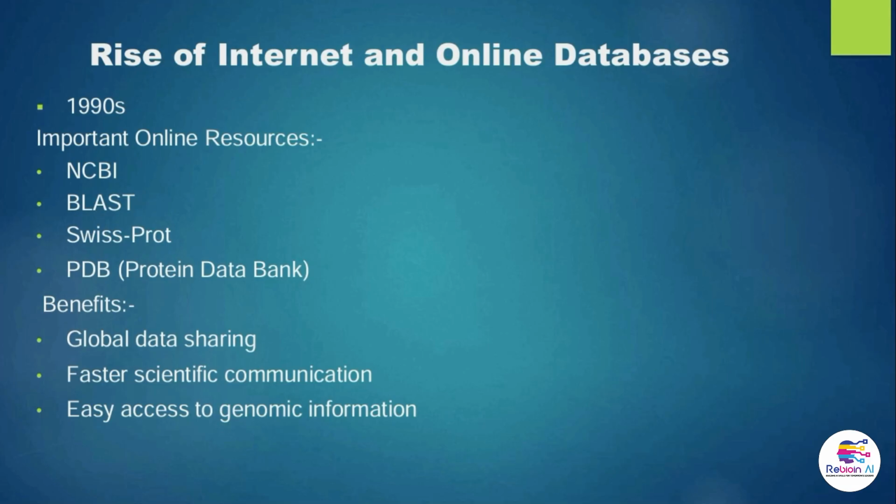Another major tool was BLAST. BLAST stands for Basic Local Alignment Search Tool. It allows scientists to compare DNA or protein sequences rapidly against massive databases. Other important databases included Swiss-Prot for protein information and the Protein Data Bank for protein structures. The internet created several benefits, that is, global data sharing, faster scientific communication, and easy access to genomic information.